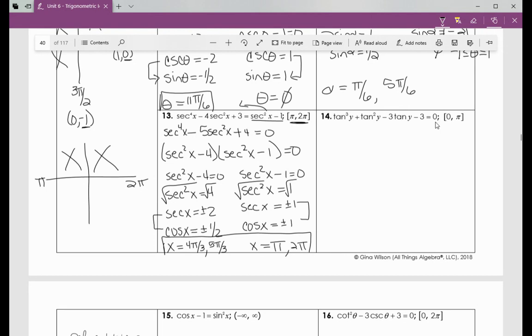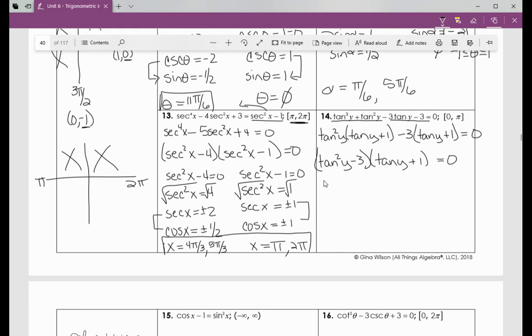Last problem involves tangent. So I actually have 4 terms, so I'm going to have to do factor by grouping. So group these two together. That's tangent squared y, and that gives me a tangent y plus 1. If I take out a -3 from the next group, that gives me a tangent y plus 1. And then I will put the tangent squared y by the factor by grouping method. And then I will keep one of the tangent y plus 1s. So I have my factors.